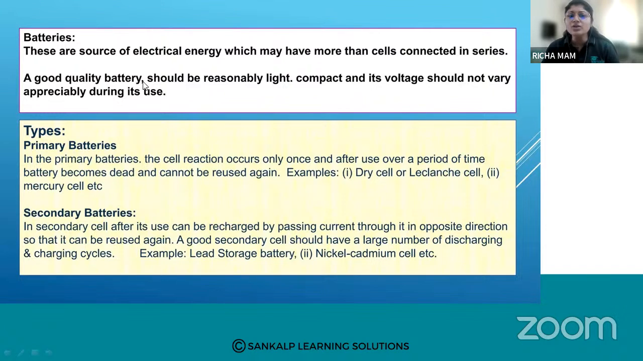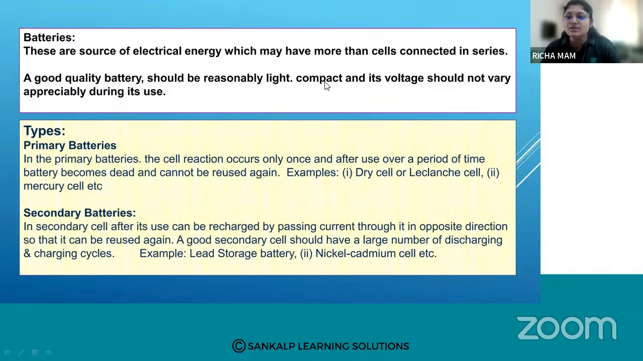A good quality battery should be reasonably light. Whenever you take a good quality battery, its weight is very light. It is compact, meaning you can easily carry it, and its voltage should not vary appreciably during its use. So inverters and all, these are all batteries. It is very easy to compact.